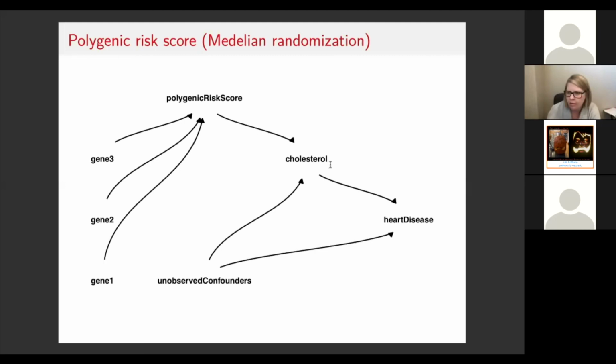The polygenic risk score, that's really popular nowadays, especially with human geneticists. And I know that Laura and others, probably several others here in the audience, may be working on things related to that.